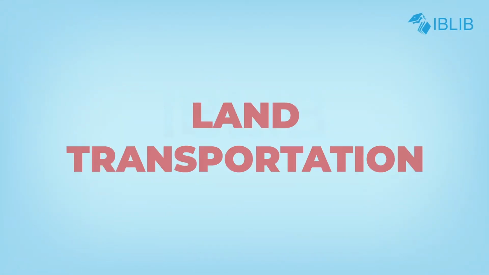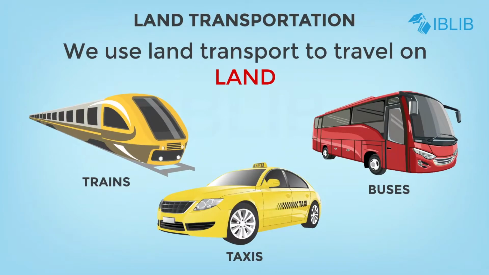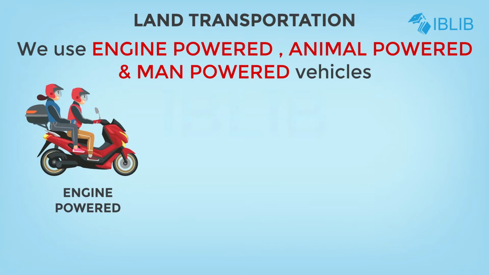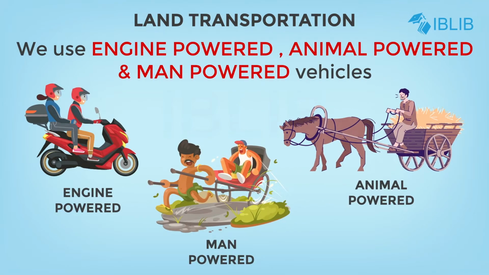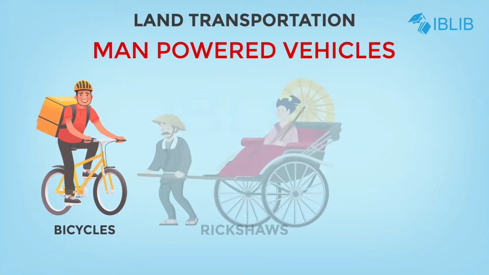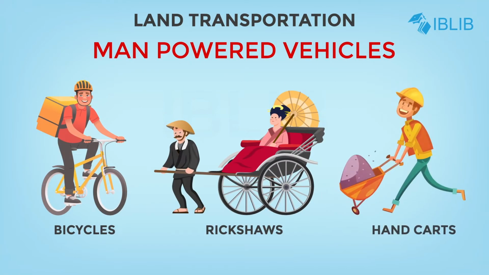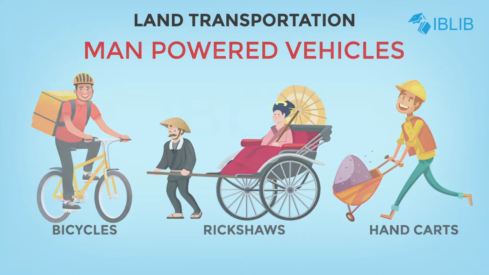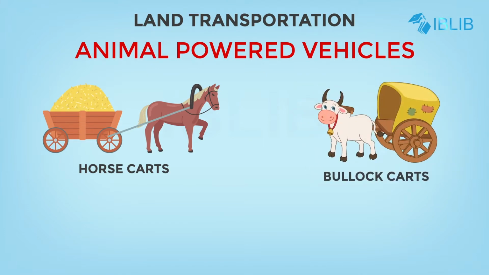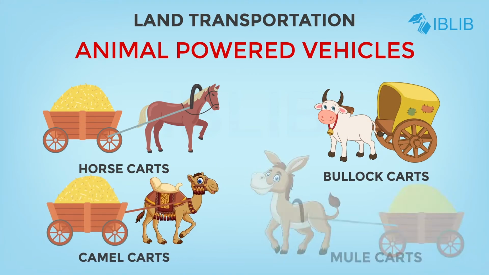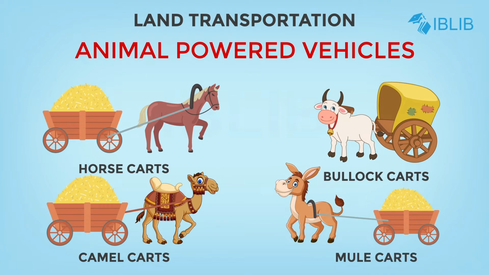Land transportation. We use land transport to travel on land. We use engine-powered, animal-powered, and man-powered vehicles. Bicycles, rickshaws, handcarts are man-powered vehicles. Horse carts, carriages, bullock carts, camel carts, mule carts, etc. are driven by animals.